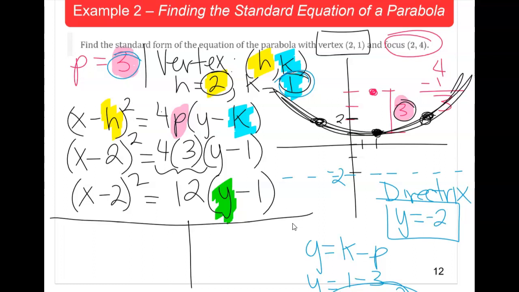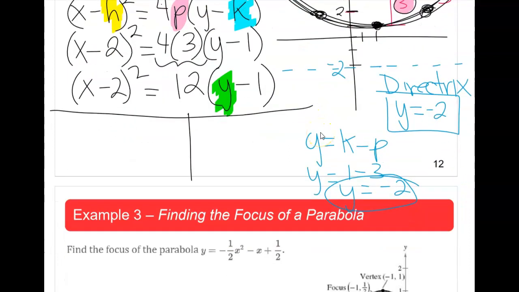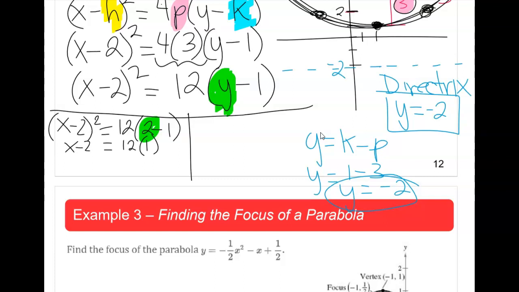So if I say x minus 2 squared is equal to 12 times, remember I just randomly chose 2 for y, so I'm going to substitute this y value here, minus 1. And so I will get 12 times 2 minus 1, which is 1. Oh, so I just have that. Okay.